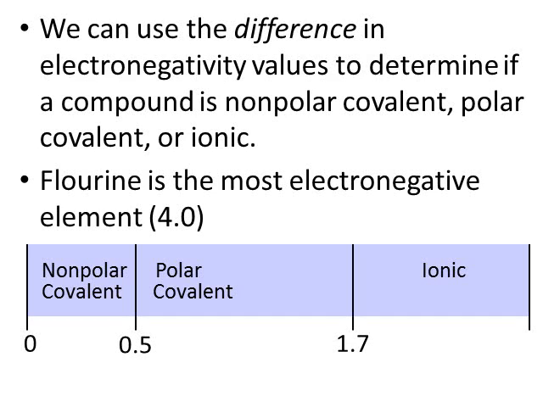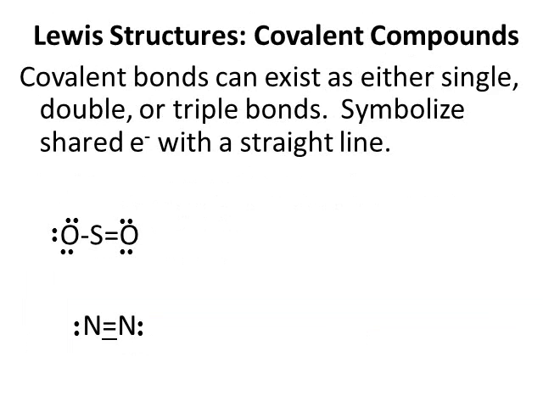Fluorine is our most electronegative element. It has a value of 4.0. Remember, as we move down a group in the periodic table, electronegativity decreases. As we move across the periodic table, electronegativity increases.